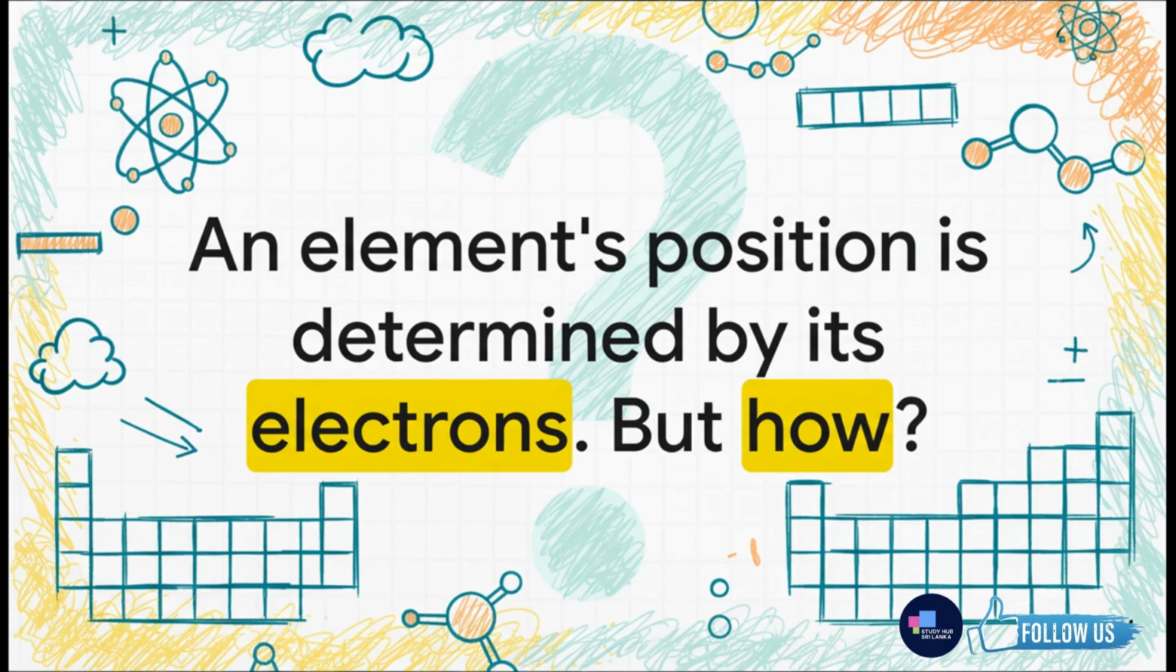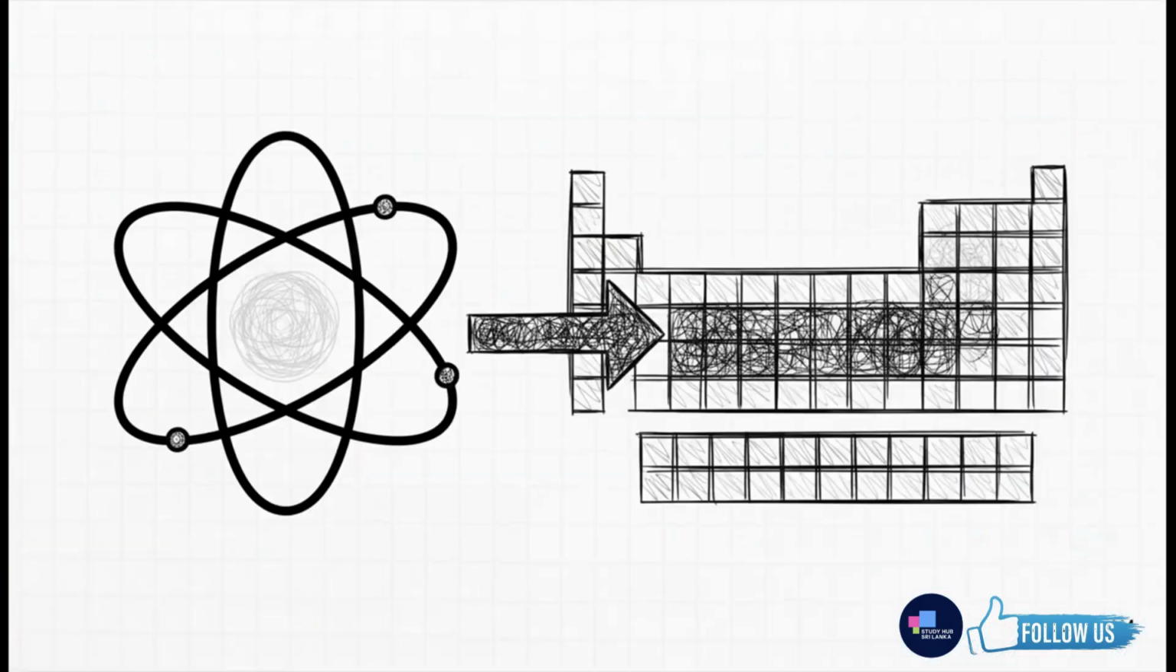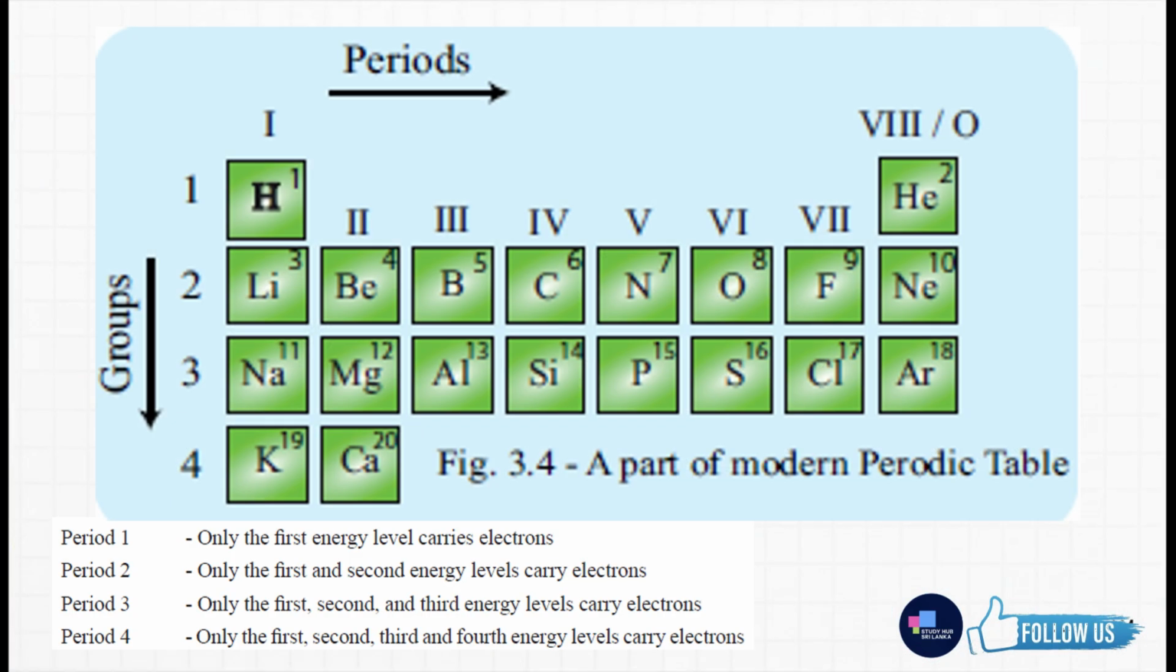We call this the electronic configuration. The horizontal rows that go across the periodic table are called periods. Finding an element's period is actually really easy. All you have to do is count how many electron shells it has. So if an atom has its electrons spread out across 3 shells, it's in period 3. That's it.